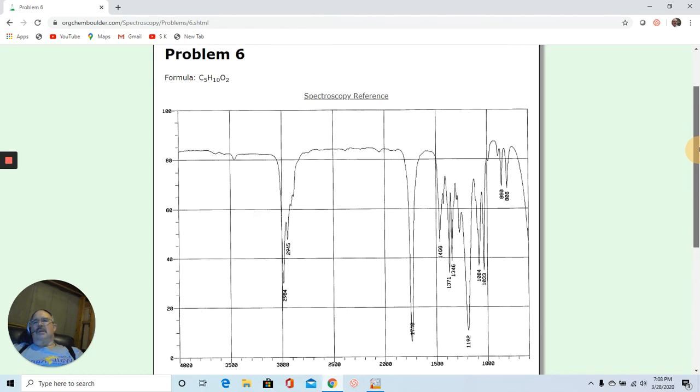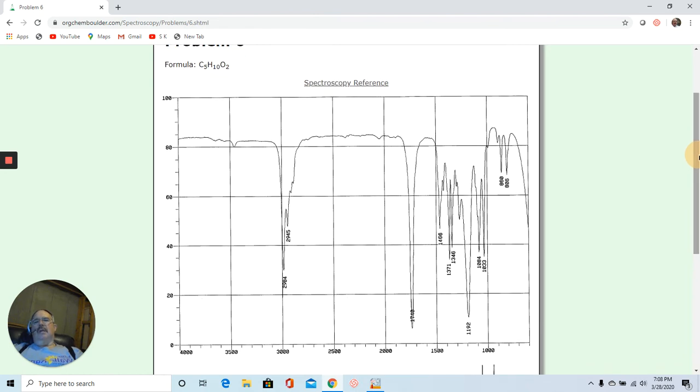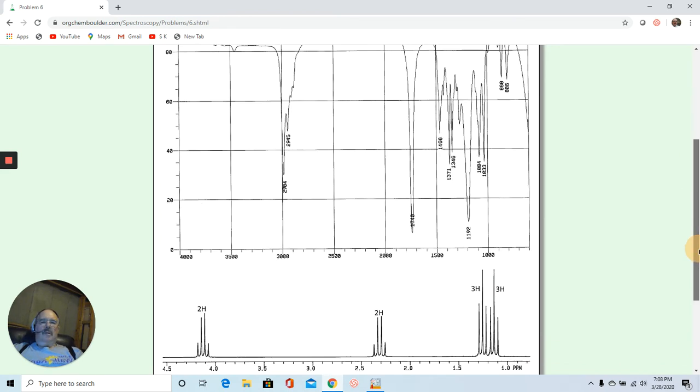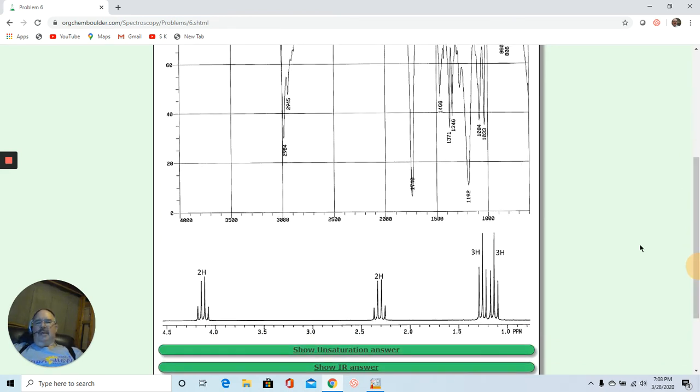Okay, this is likely to be another ester. Again, we have 1 unit of unsaturation. The carbonyl absorption here is a little higher than usual, 1740, so that would imply that there's an ester.